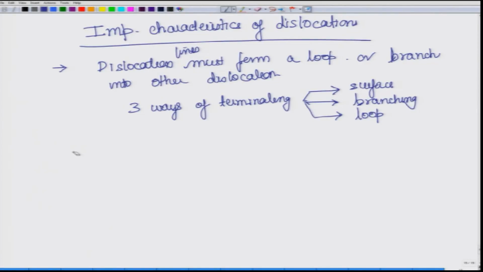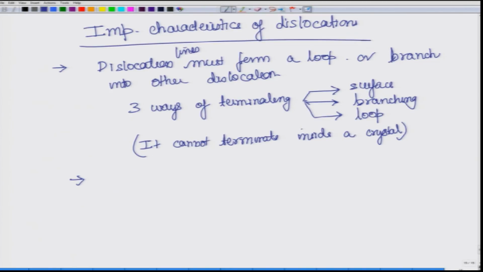Even before I go there, now that I have said this, what we are explicitly saying is not possible is that it cannot, it is a corollary of what we have already said, it cannot terminate inside a crystal. You can try doing several thought experiments and you would realize that it is true, it cannot terminate inside a crystal.